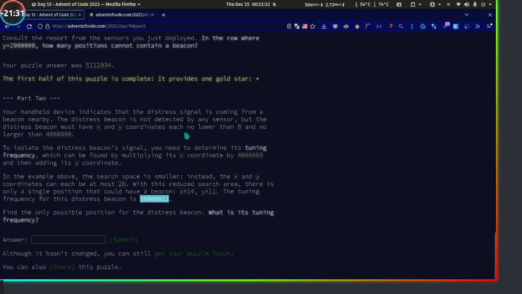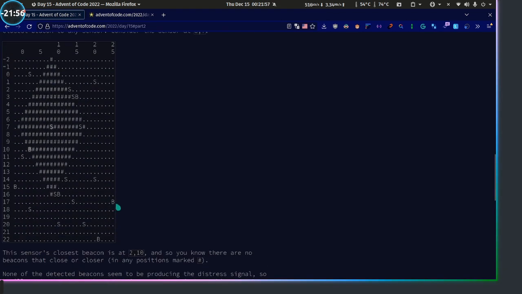Okay, so what am I supposed to do? The distress beacon is not detected by any sensor, but the beacon must have an X and Y no lower than 0. Okay, so from 0 to 4 million. Multiplying its X by 4 million. The search space is smaller: X and Y can be at most 20. There is only a single position that can have a beacon. Then do math. Now, how did y'all figure out 1411?